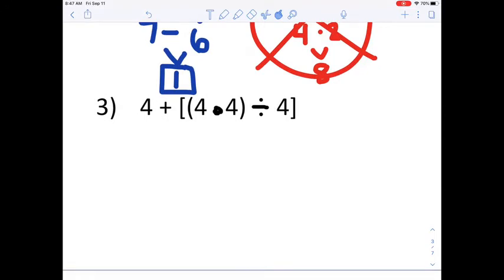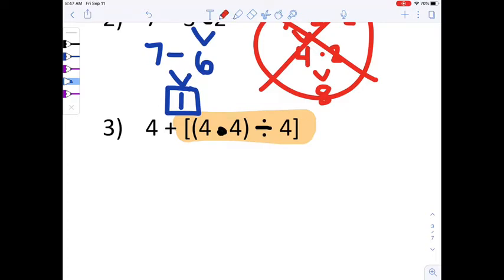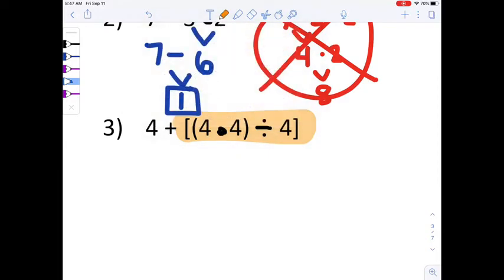This last one here is 4 plus, in brackets, 4 times 4 divided by 4. So we first look to see, do we have parentheses? Yes, we do. We actually have 2 sets. The bracket stands for one set of parentheses, so we have to solve everything in the brackets before we can add that 4 on. But then we have to do the parentheses inside the bracket first.